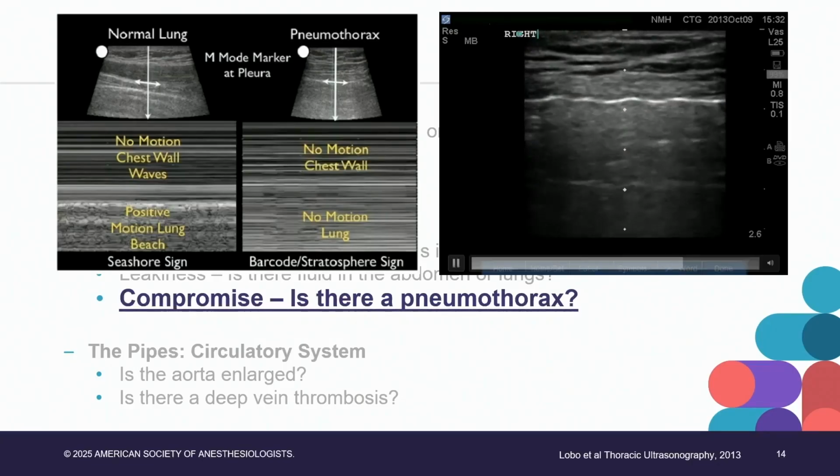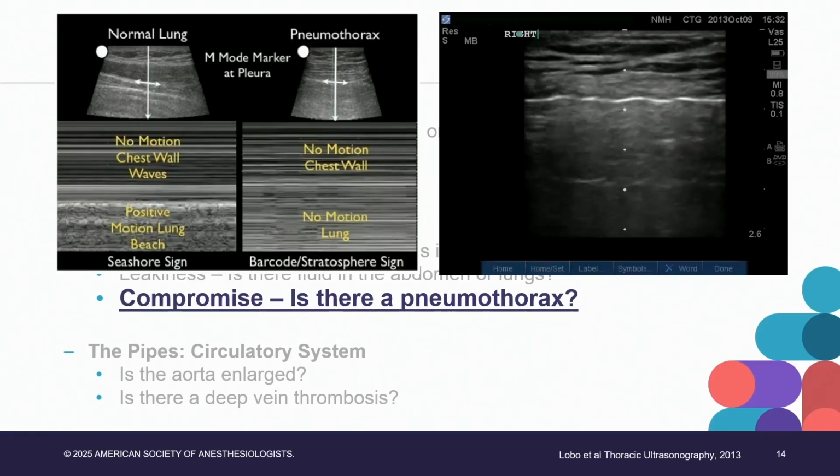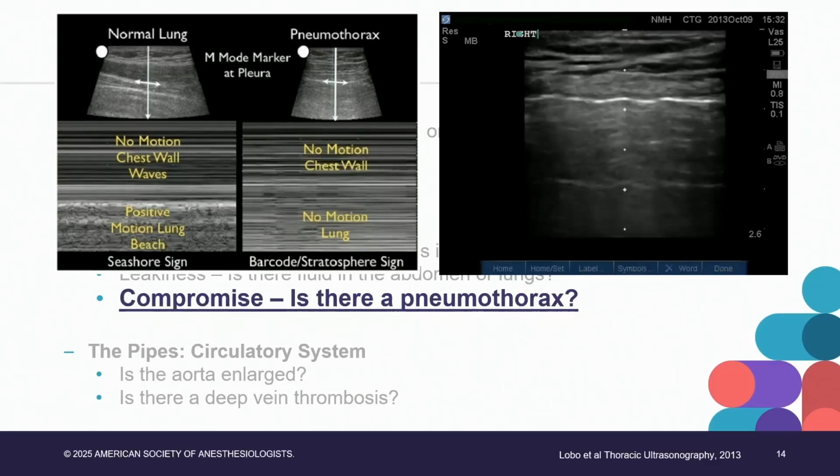This is a picture right here where you see the visceral and parietal pleura, and you do not see lung sliding. Lung sliding is going to be that shimmering at the visceral and parietal pleura that tells you that they are well approximated, because the ultrasound is able to sense that movement at the visceral and parietal pleura. So here we do not see lung sliding, which is concerning for a possible pneumothorax.